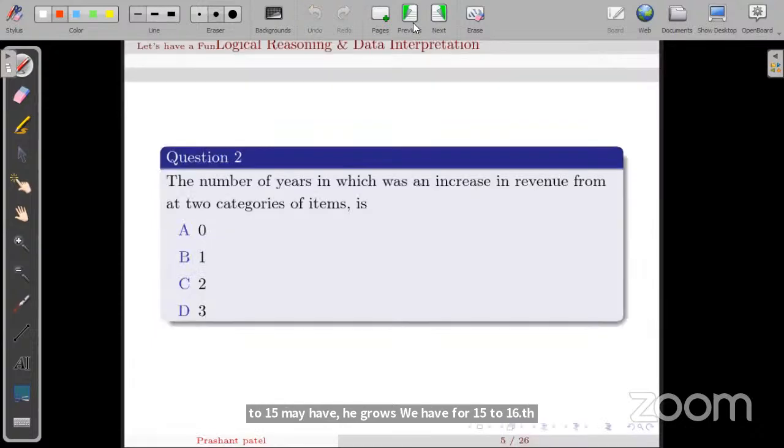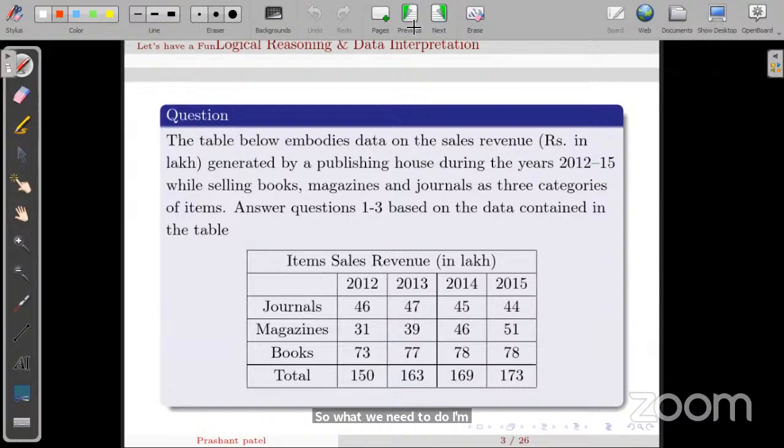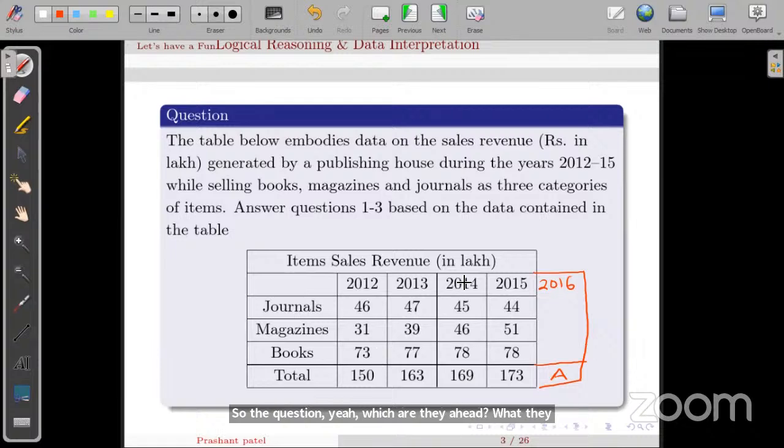So what we need to do, I'm just assuming here, in 2016 the growth is A. Let us say this is A. What is the question asking? Whatever growth we have from 14 to 15, the same growth holds from 15 to 16. This data is given to you.